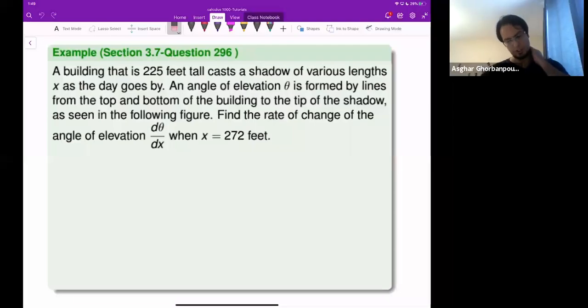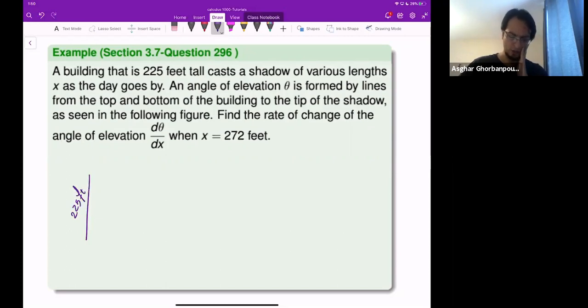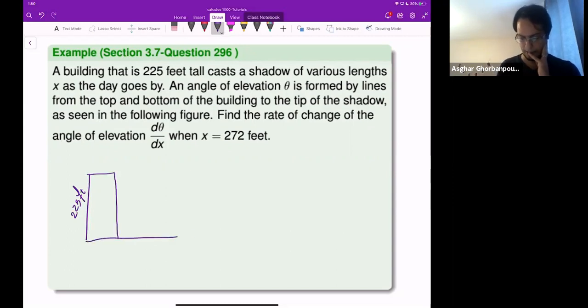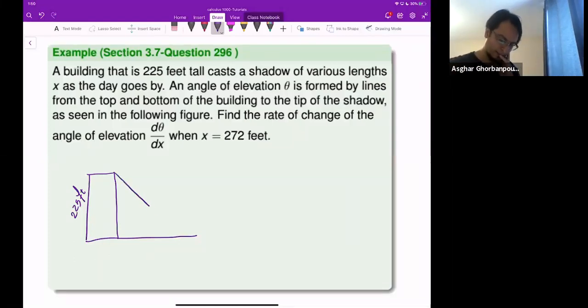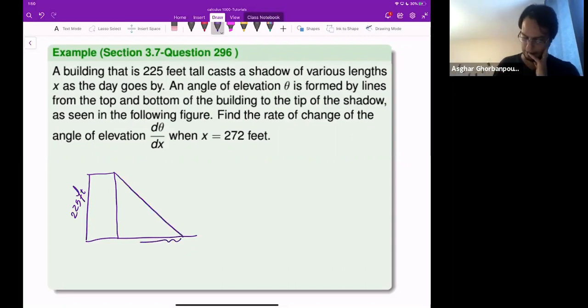Okay, here we will do question 296 from section 3.7. It says that there's a building which is 225 feet tall, and then there's a shadow of this thing. Let's say this is the building, and the shadow of this building hits on the ground, and you have the distance of different lengths for this.